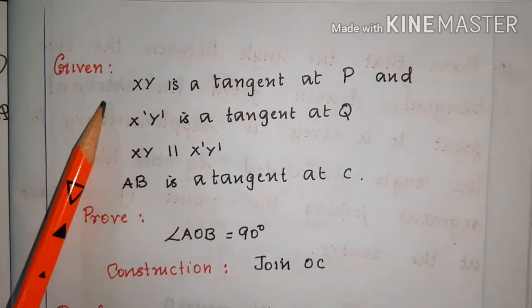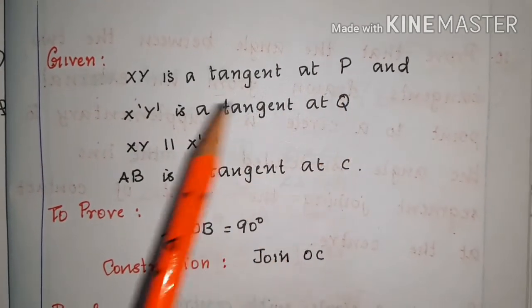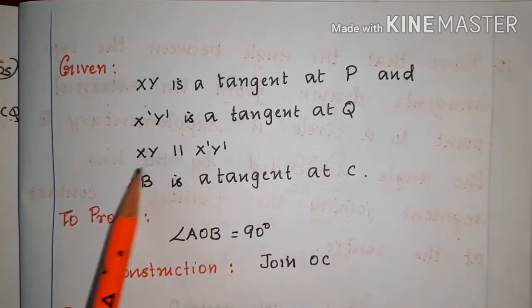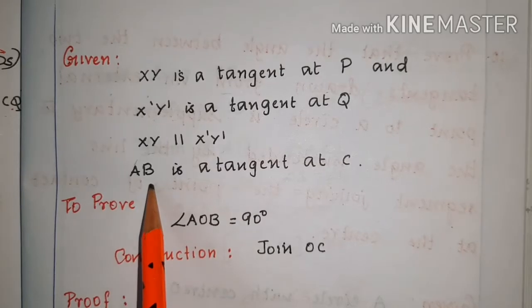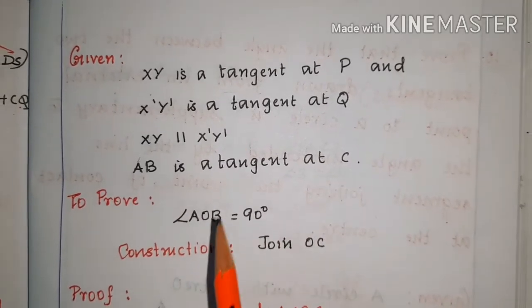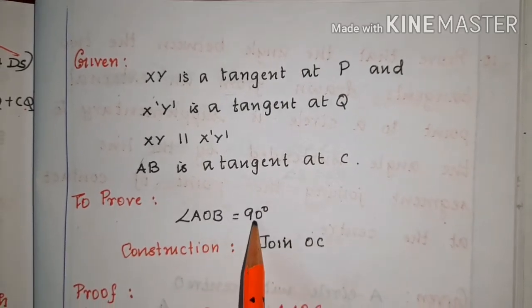Let's write the given. Given, what will you mention? The two tangents that are given. XY is a tangent at P and X dash Y dash is a tangent at Q. And these two tangents are parallel. So these are given, and there is one more tangent AB which is a tangent at the point C. Okay, so these particulars you write in given. Now to prove is angle AOB is equal to 90 degree.